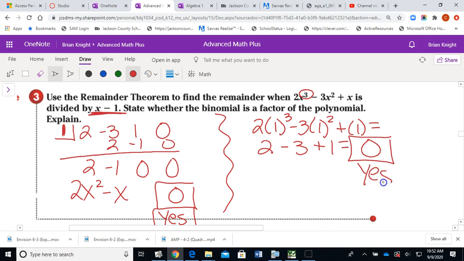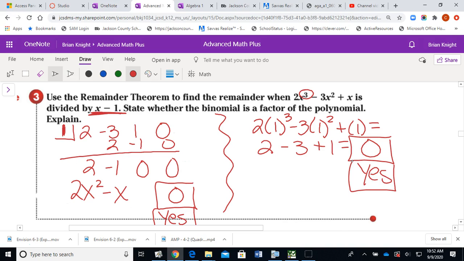Yeah, that was quick. A little quicker, a little easier, right? That's what the remainder theorem is stating. The remainder theorem is whatever you plug in. If you're dividing by 1, if you were to plug in 1, the answer you get is always your remainder.